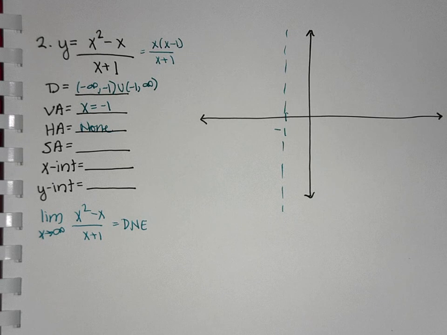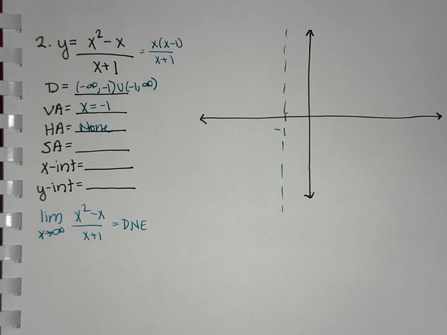When you don't have a horizontal asymptote, you have to check for a slant. You'll never have both a slant asymptote and a horizontal. You'll only have one or the other. So you only have to do slant asymptotes when your horizontal is none. So how do you find the slant asymptote?